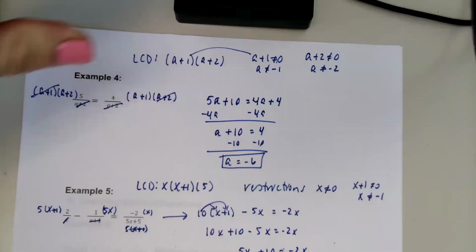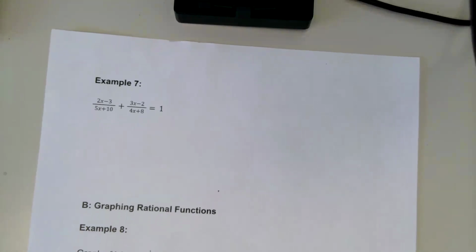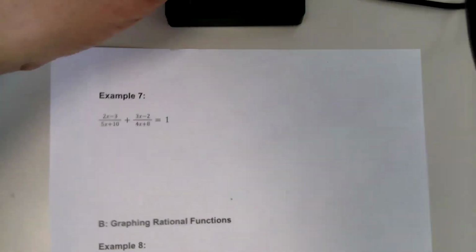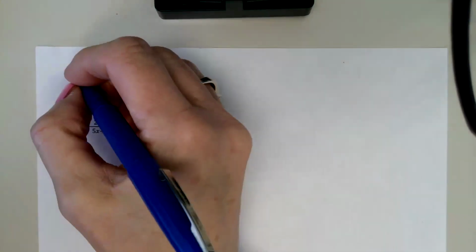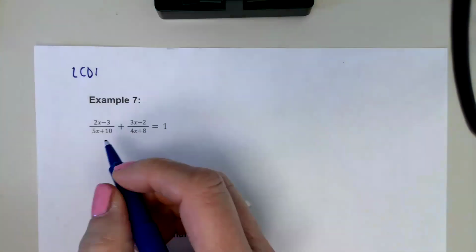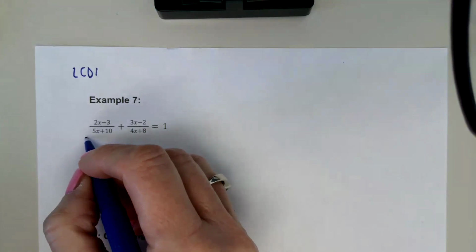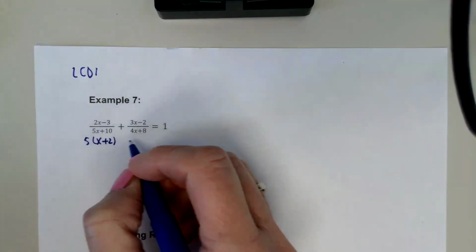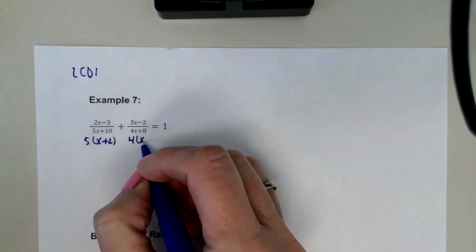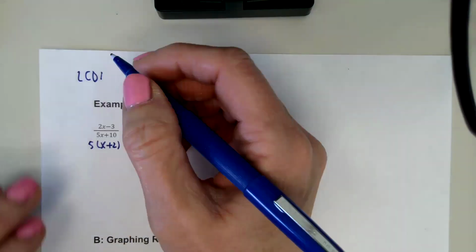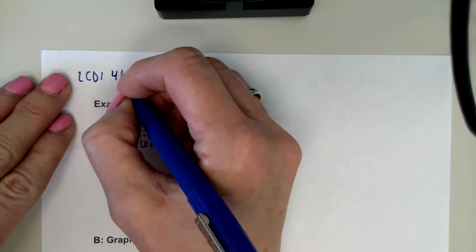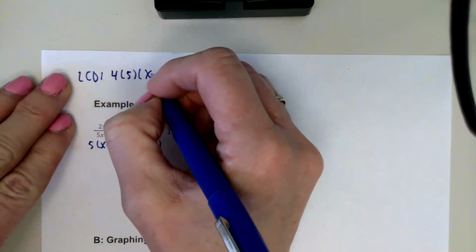Let's turn to the last page of notes. And again, we need to get our LCD to look for restrictions. So I'm going to factor these. So we have 5 times x plus 2, and then 4 times x plus 2. So the LCD is 4 times 5 times x plus 2.